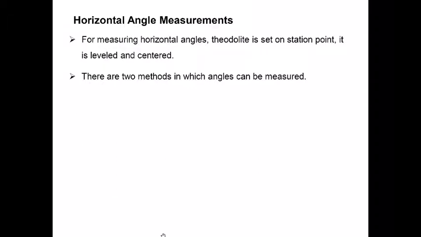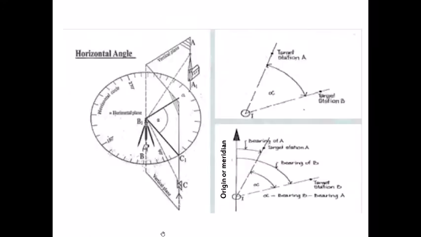So now that we are ready to take the reading, first let's talk about the horizontal angles. There are two methods by which you can measure horizontal angles. One is called the repetition method and the other is called the reiteration method. So let's say we set up our instrument above the point B and we want to measure the angle ABC.